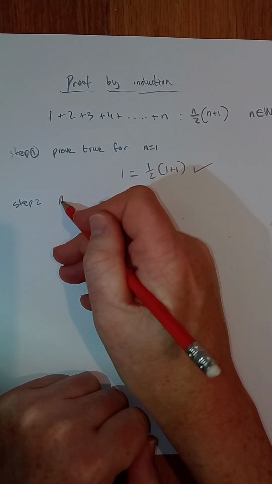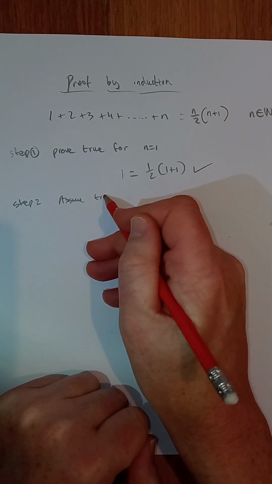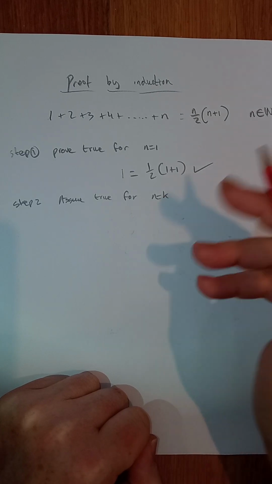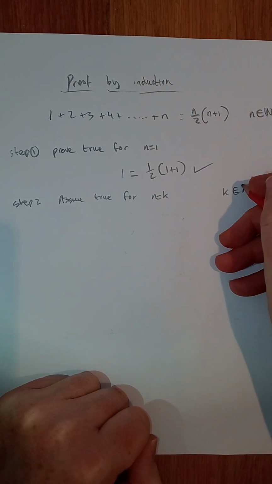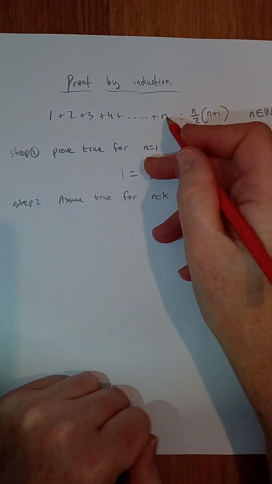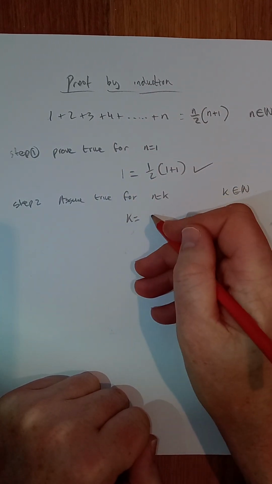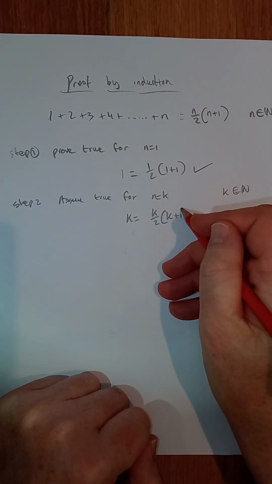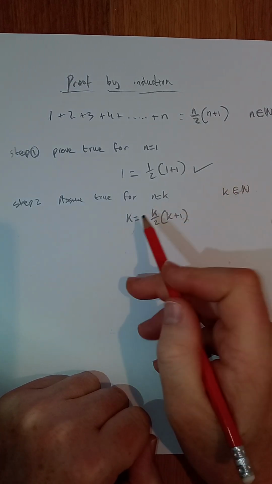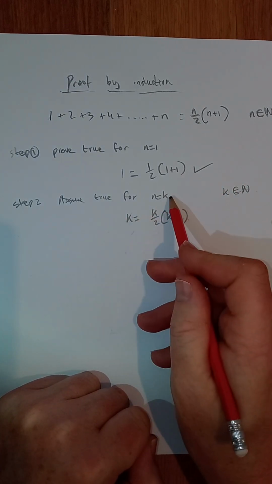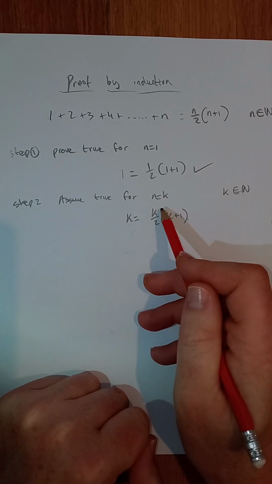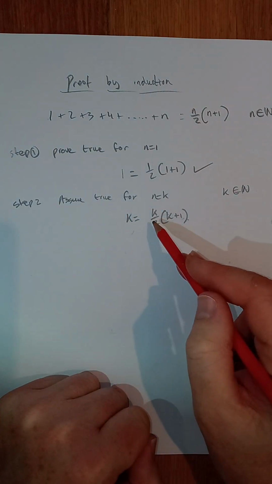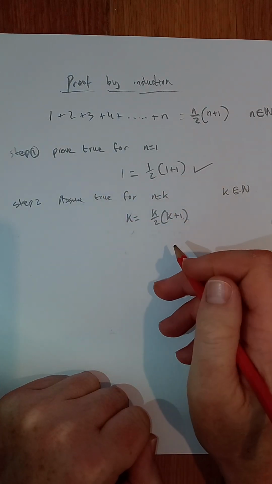Step 2: I'm going to assume it's true for n equal to k, and k an element of the natural numbers. So let's sub it in. If it's true, I'm going to put in k, so the sum is equal to k over 2, bracket, instead of n plus 1, k plus 1. So there's my assumption that for any value of n I put in, in this case k, k over 2 times k plus 1 should be the sum of all the values up to k, 1 the whole way up to k.